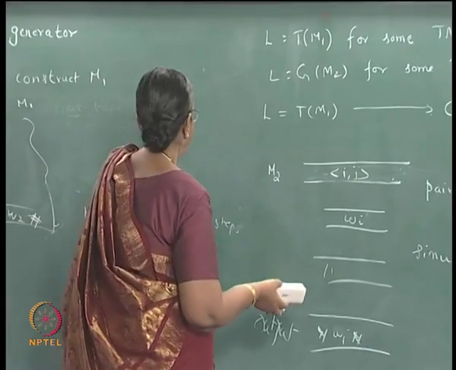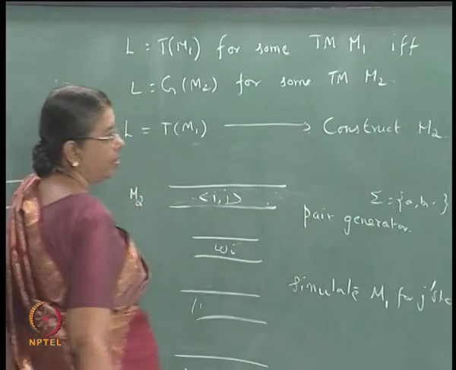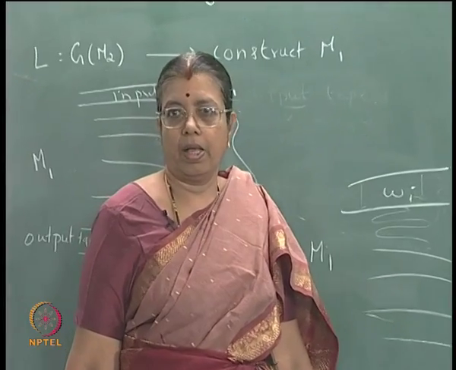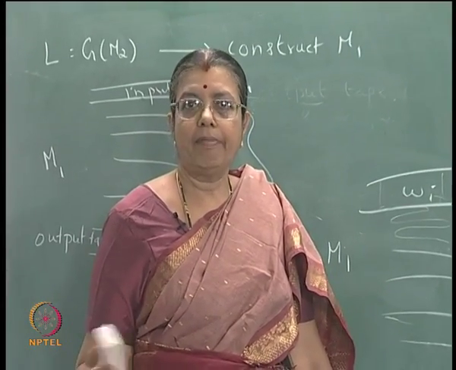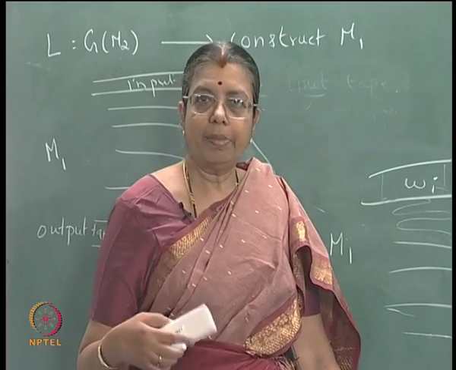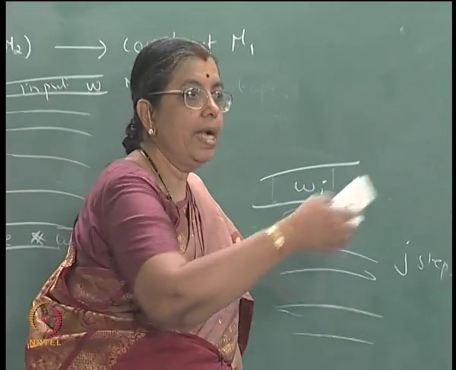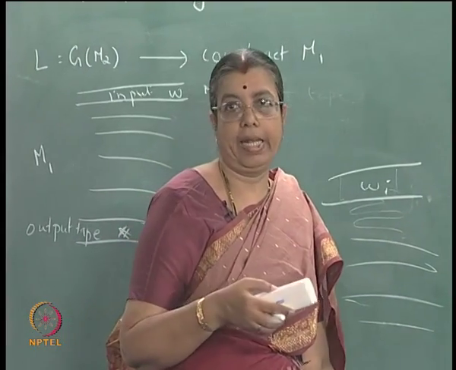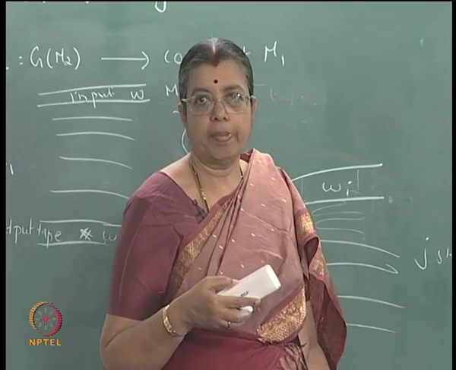So, if L is equal to T of M1, then you can construct the machine M2 in this manner. So, acceptance and generation: in a way, one machine can accept, and another machine can generate the same language. Because the strings can be generated in some order, that is why it is called a recursively enumerable set. The name came because of that. It can be generated by the Turing machine.